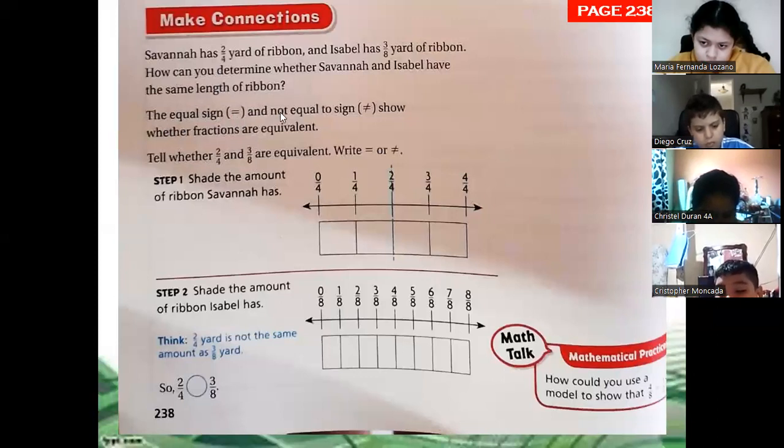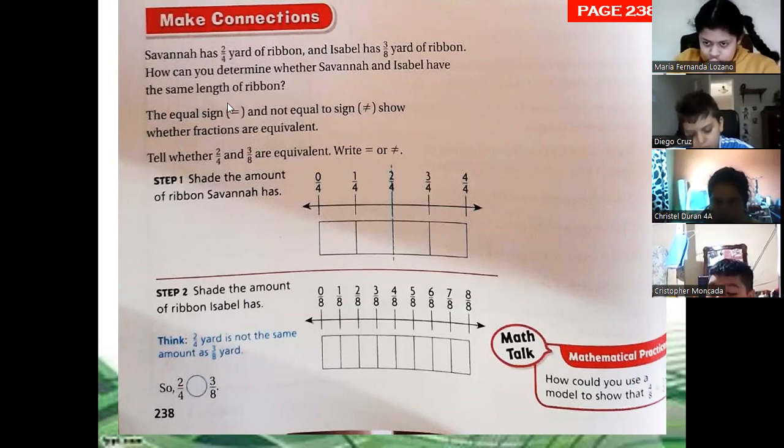The equal sign and not equal to sign show whether fractions are equivalent. See, equal like this, not equal, we cross the equal sign with a line. Tell whether 2/4 and 3/8 are equivalent. We have to write equal or not equal sign. Step one, shade the amount of ribbon Savannah has. How many of these boxes do I have to color? How many according to the fraction indicated in the problem? Two. Yes, I have to color two parts because the fraction is 2/4 that belongs to Savannah.